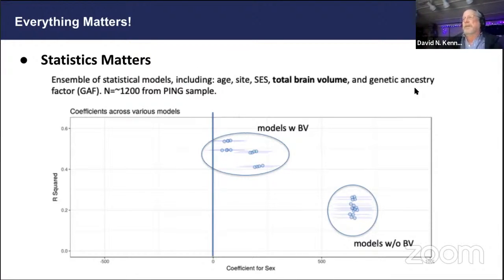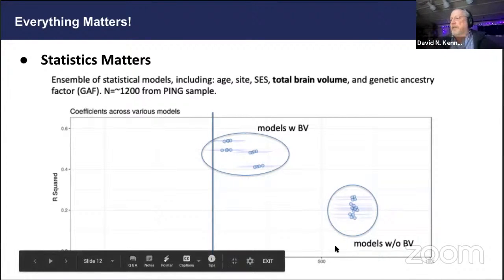So those are all the covariates that we could use, and all of these are known to have some effect in the measurements of brain volumes. So we essentially permute, create an ensemble of these models. One model that only has age, one model that only has site, one model that only has SES, and a set of models that have two of these: age and site, age and SES, age and total brain volume, etc. So we create all the different permutations of these models that could exist, and ask what is the sex effect given that ensemble of different models.